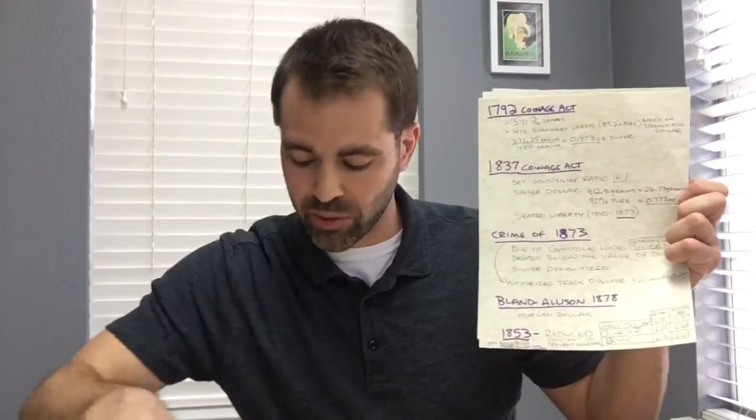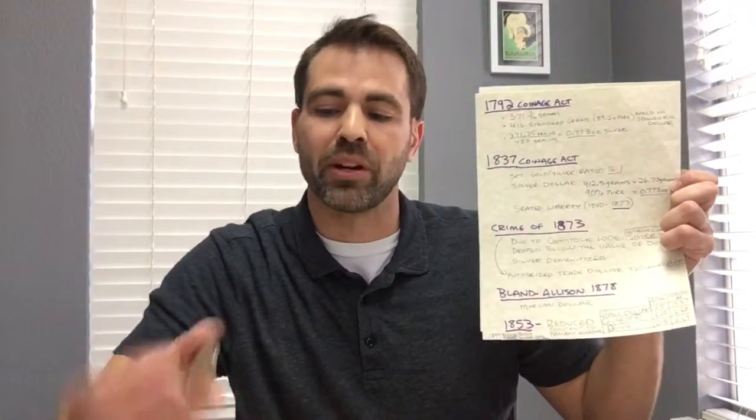So 1873 is when the seated Liberty ended. They did authorize this till 1885, and it wasn't until 1878, the Bland-Allison Act, that we got the Morgan dollars that everybody knows. So everybody knows of the Morgan dollar as the silver dollar. Now this, again, 90% pure, still maintaining the same 0.773 ounces of silver.